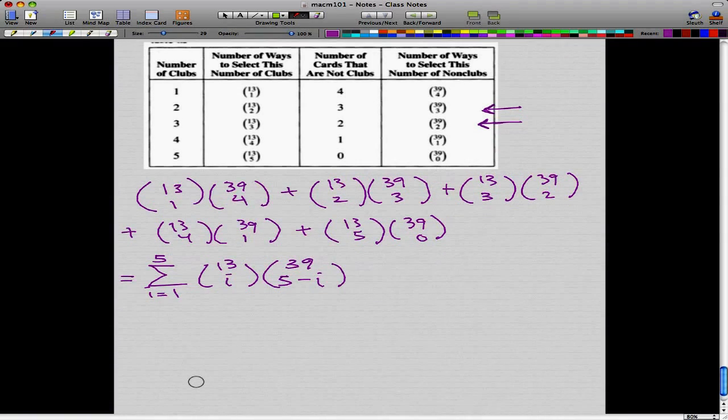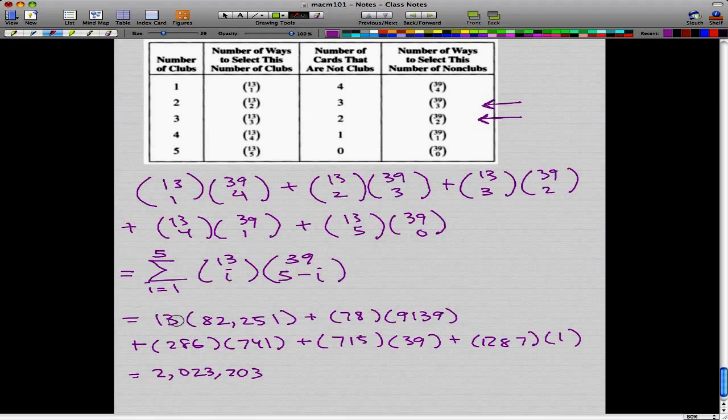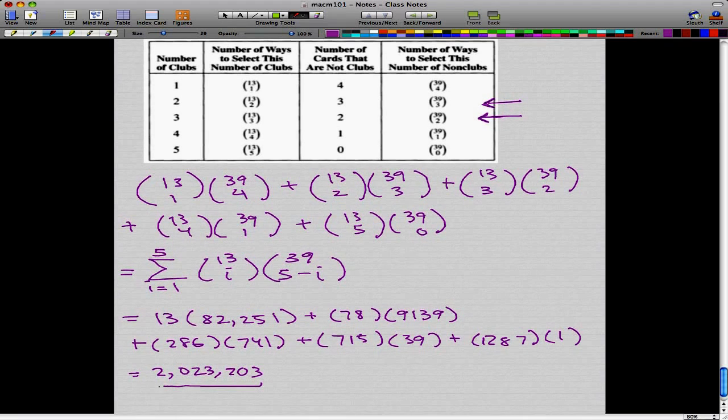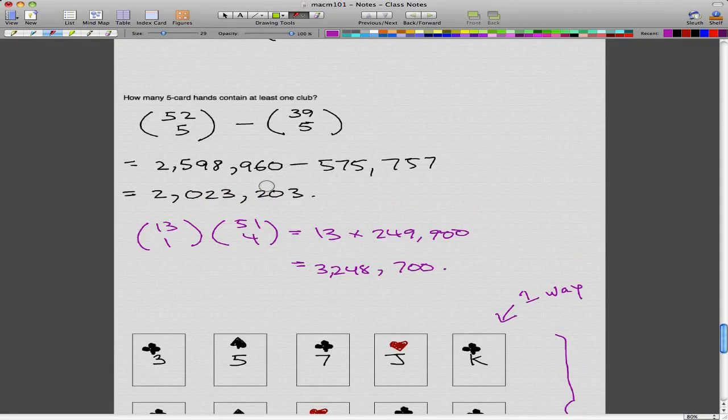So what we actually come up with is, I'm just going to pause the video because this might waste time writing. So here we are, and these are the numbers that we get. After expanding all these equations, we get 13 times 82,251, yada yada yada, and we come up with an answer that is 2,023,203, which is the exact number of ways that we came up with in the beginning.